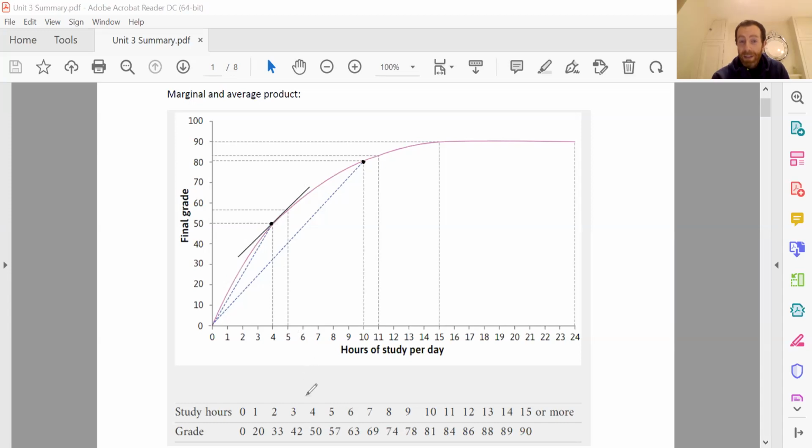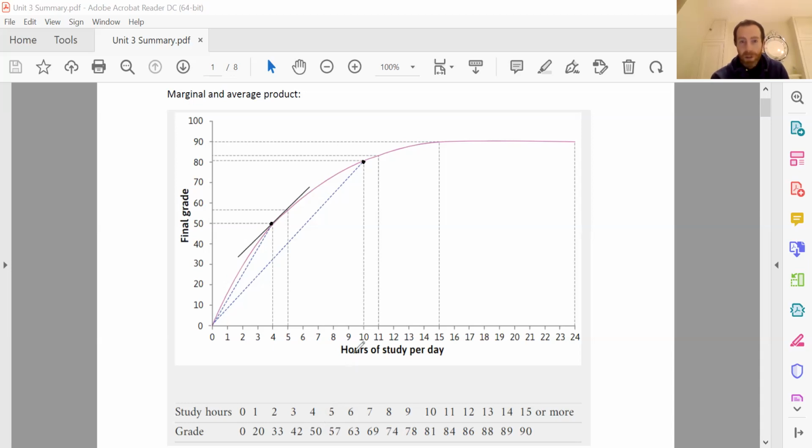But actually, the data down here is an easier way to get it. If I go from 4 to 5, my grade goes from 50 to 57. So the added output is 7. So the marginal product at 4 hours of study is 7.